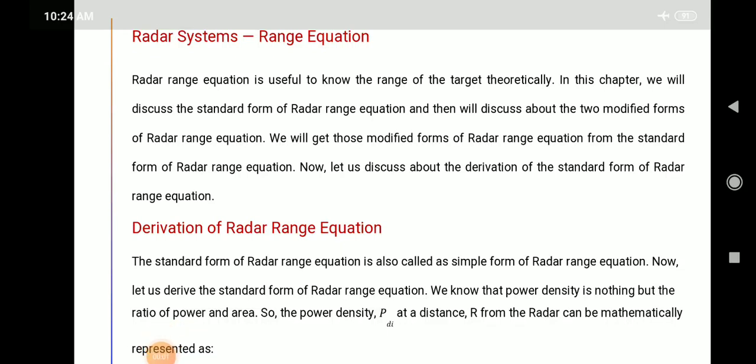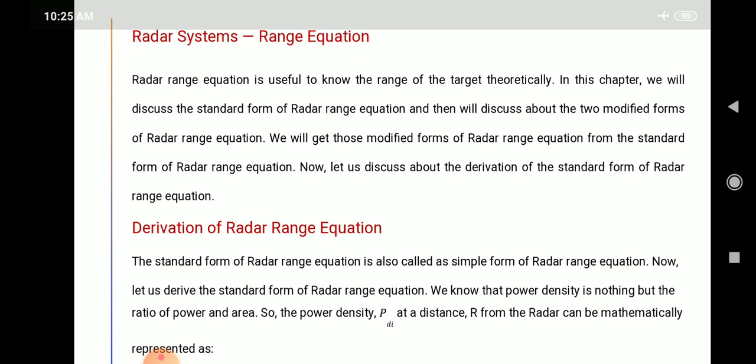Now the next article is the radar range equation. The radar range equation is useful to know the range of the target theoretically. In this chapter, we will discuss the standard form of the radar range equation, and then we will discuss the two modified forms of the radar range equation. We will get those modified forms from the standard form.